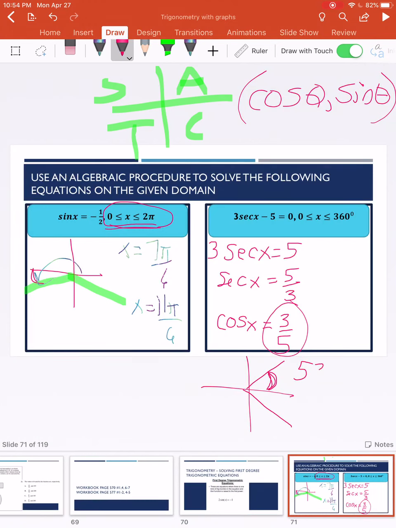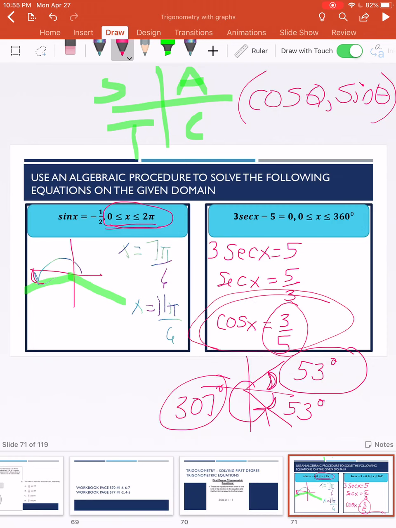So we have 53 degrees, and using the CAST rule, the angle in quadrant 4 will have a similar reference angle of 53 degrees, which means the principal angle would be 360 minus 53, which gives us a principal angle of 307. So there's angle 1, angle 2. You may be asking, how do I graph this? I would graph after I rearrange, because there is no button on your calculator for secant x. So I would rearrange the equation first and then graph at this point.